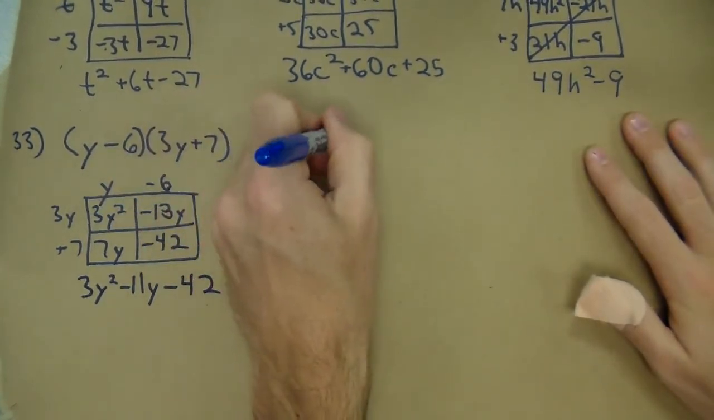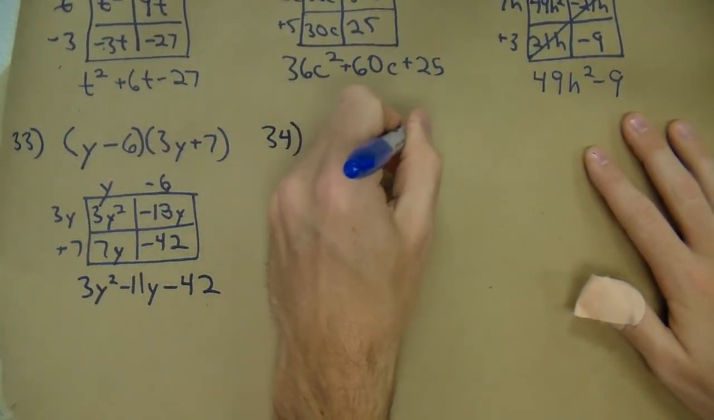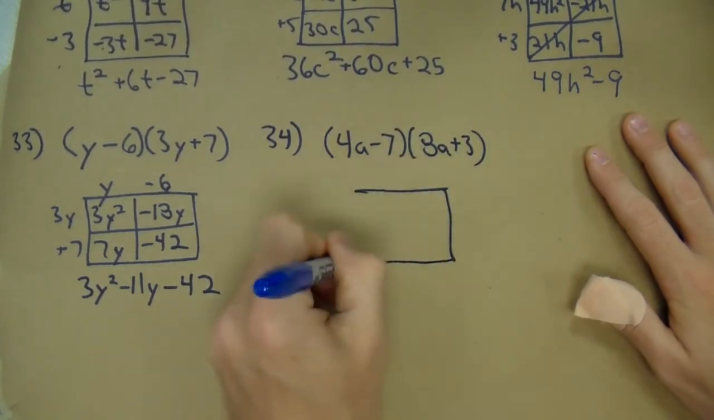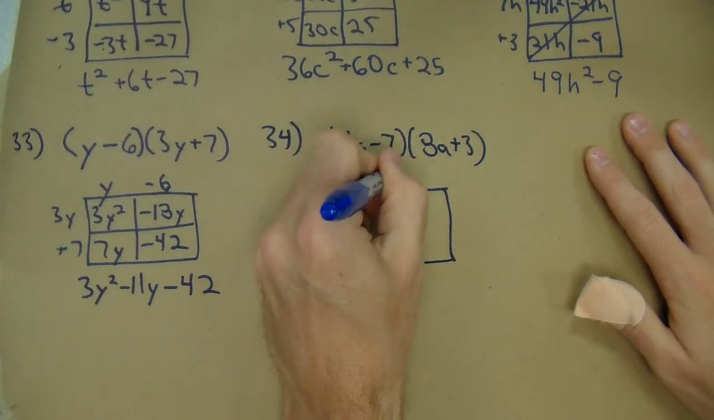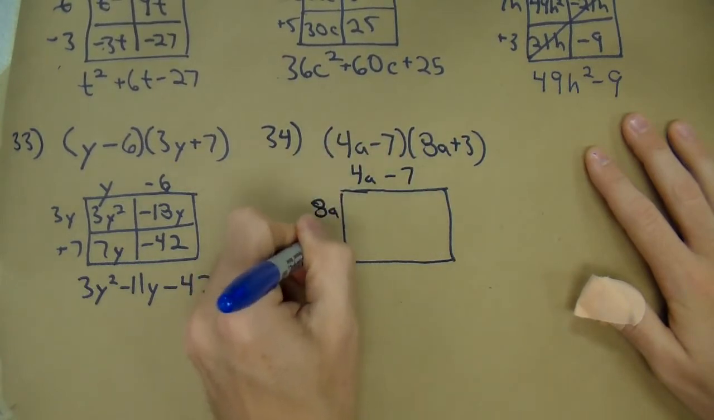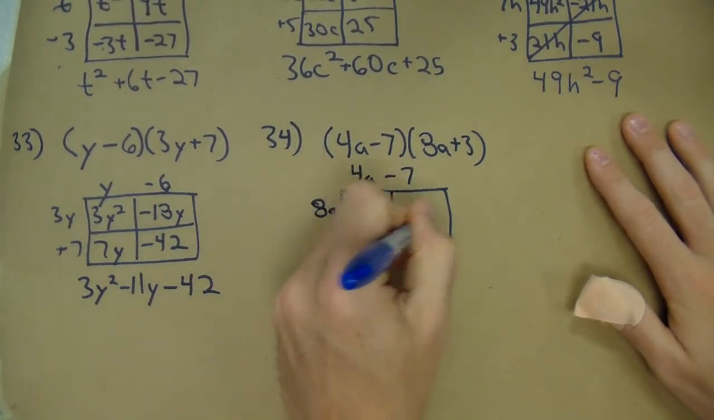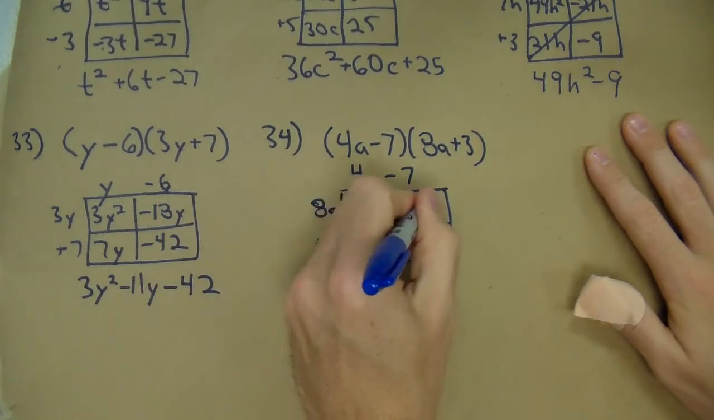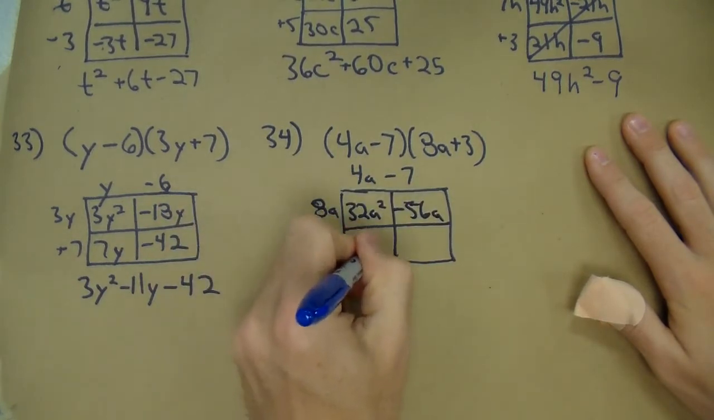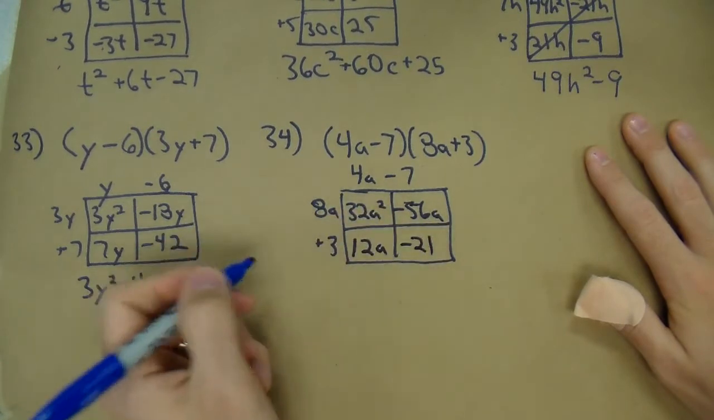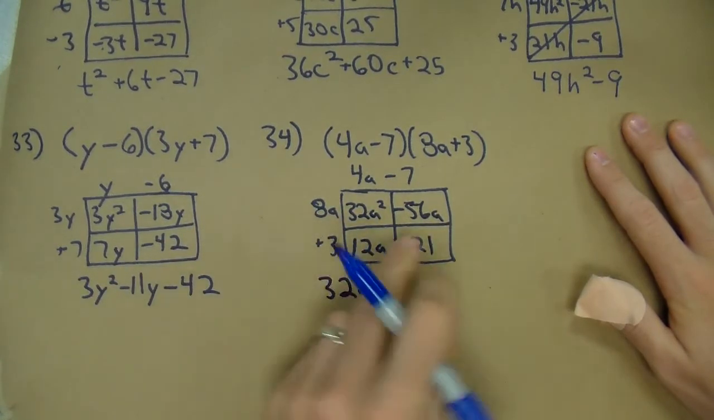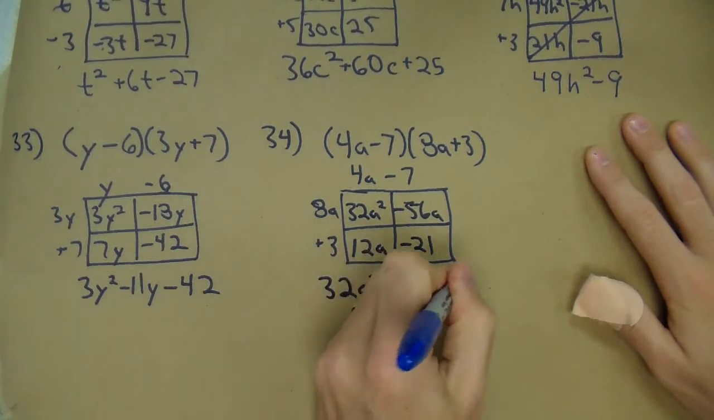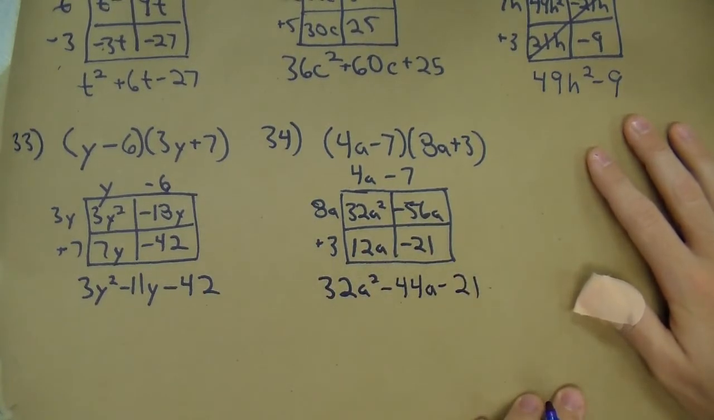34, we have 4a minus 7, 8a plus 3. We get 32a squared minus 56a, 12a, and negative 21. Negative 56, positive 12 is negative 44a minus 21 tacked on to the end.